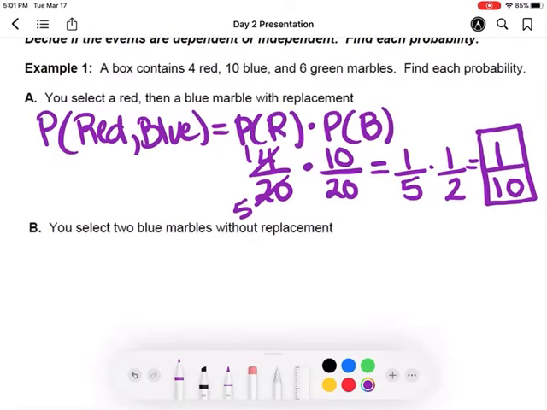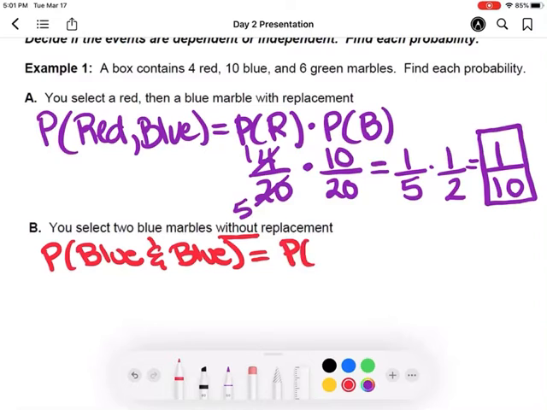Now it says you select 2 blue marbles without replacement. Without replacement means the events are dependent on each other because you're not putting that first blue marble back. So the probability of getting blue and then blue again is the probability of getting the first blue times the probability of getting the second blue. The probability of the first blue is like before, 10 out of 20, and you might want to reduce, but just hang in there because I want to show you this.